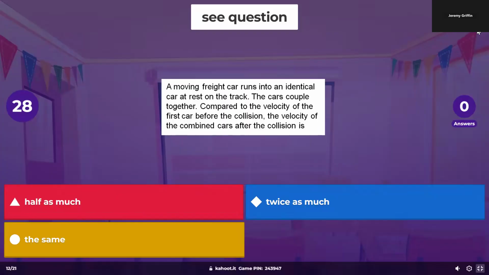Moving freight car runs into an identical car, same mass, at rest on a track. The cars coupled together. Compared to the velocity of the first car before the collision, the velocity of the combined cars after the collision.